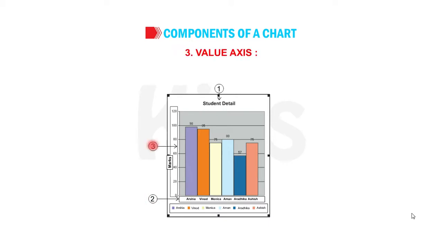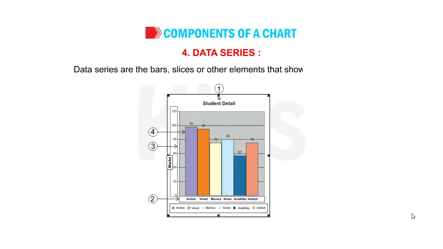Number 3. Value axis. Value axis or y-axis is the vertical axis used to plot the values. It is located at the left side. Number 4. Data series. Data series are the bars, slices or other elements that show the data values. If there are multiple data series in the chart, each will have a different color or style.